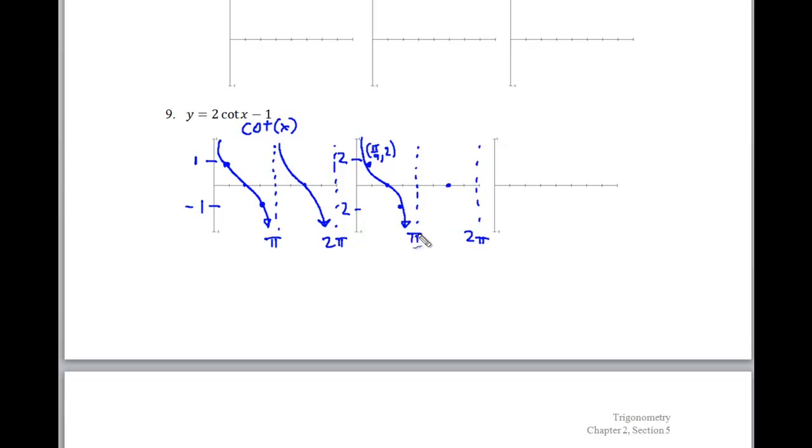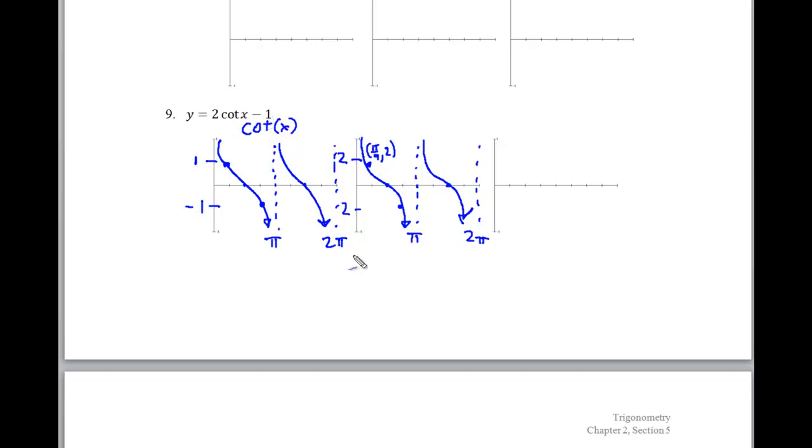4 pi over 4 is obviously pi. Then 5 pi over 4, comma 2. This is 6 pi over 4, or 3 pi over 2, comma 0. And then 7 pi over 4, comma -2, and then 8 pi over 4 is 2 pi. Well, now what we're going to do is we're going to subtract 1.